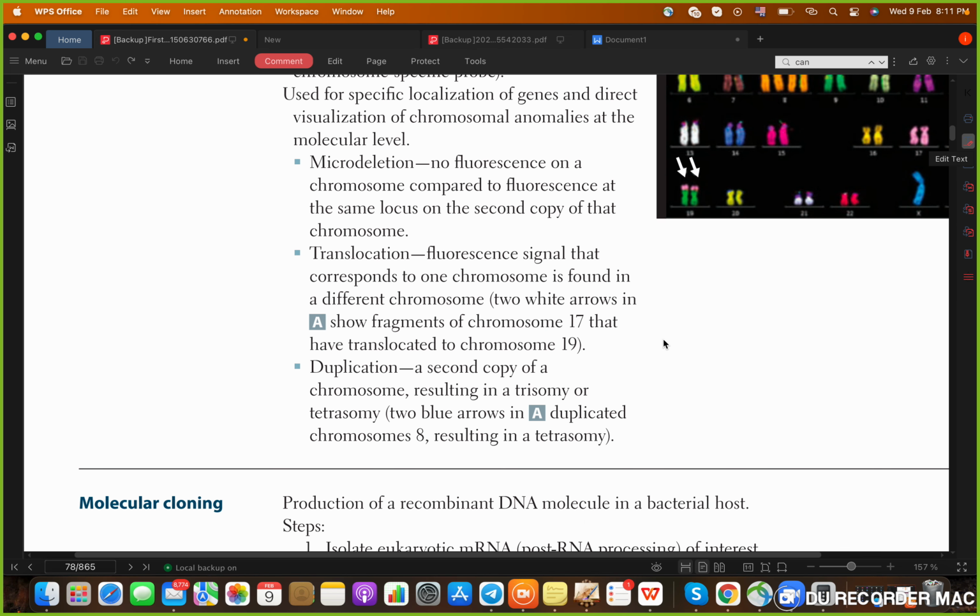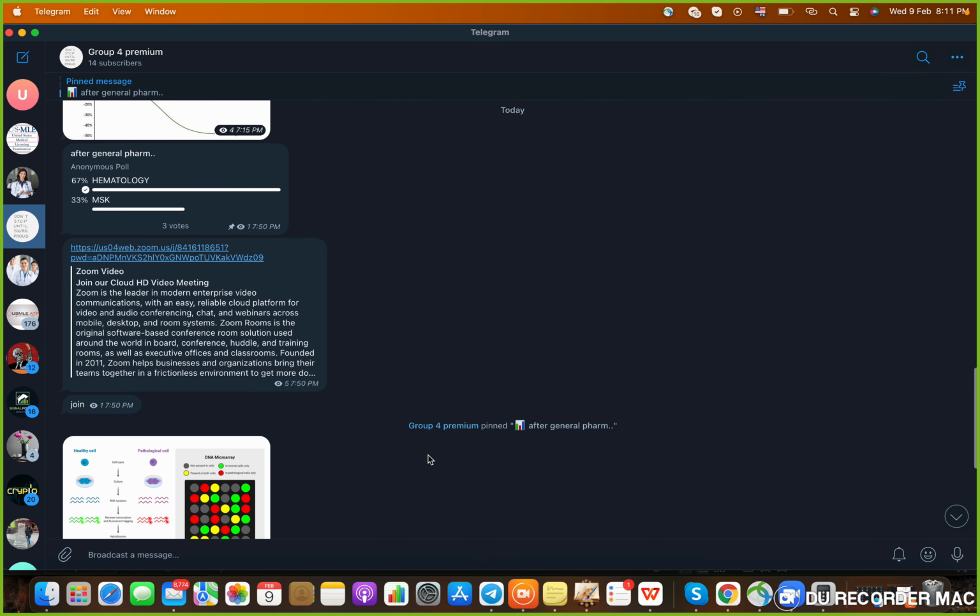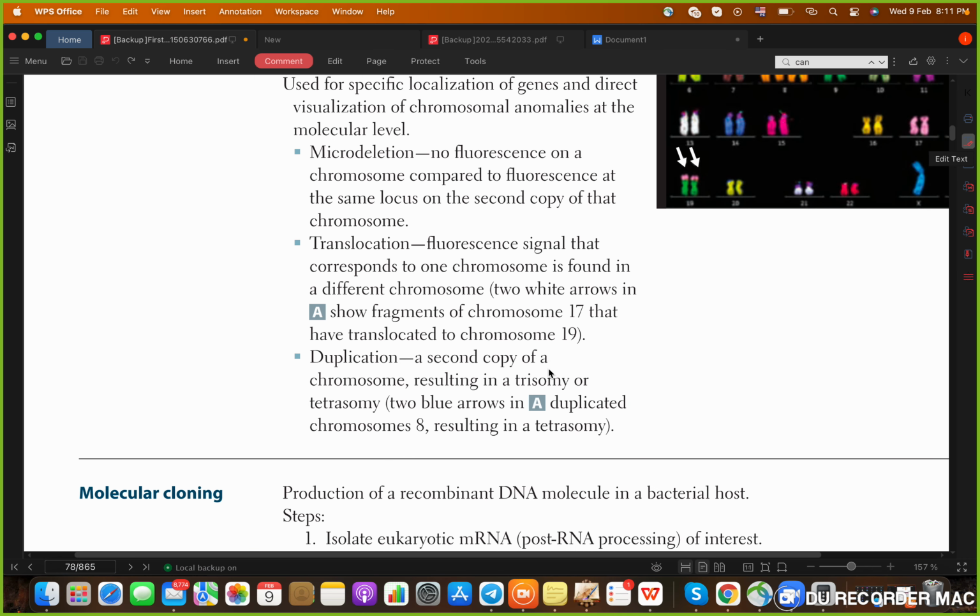Remember, many cancers, hematological cancers, involve a translocation that we are going to speak about in hematology. Well, we will see which subject we'll do next. So far, hematology. We'll see what other people say.